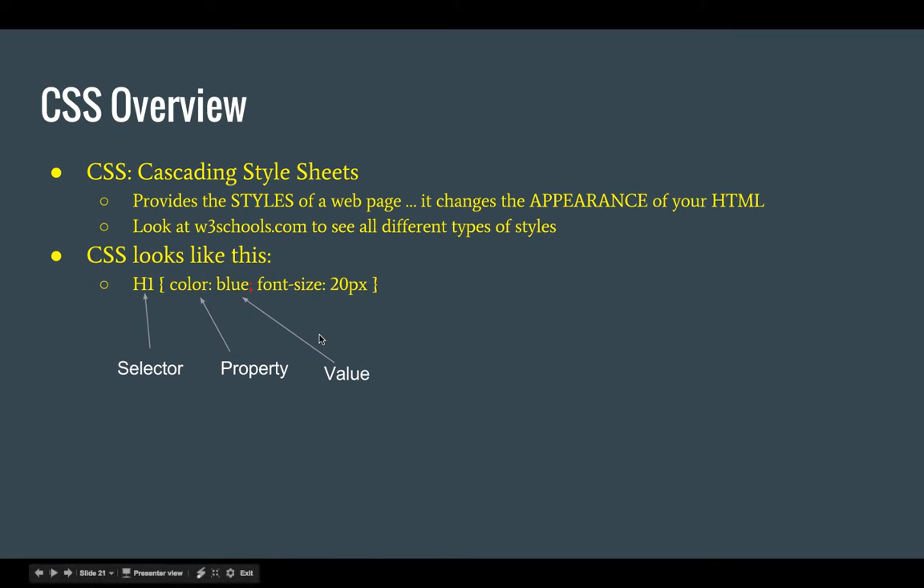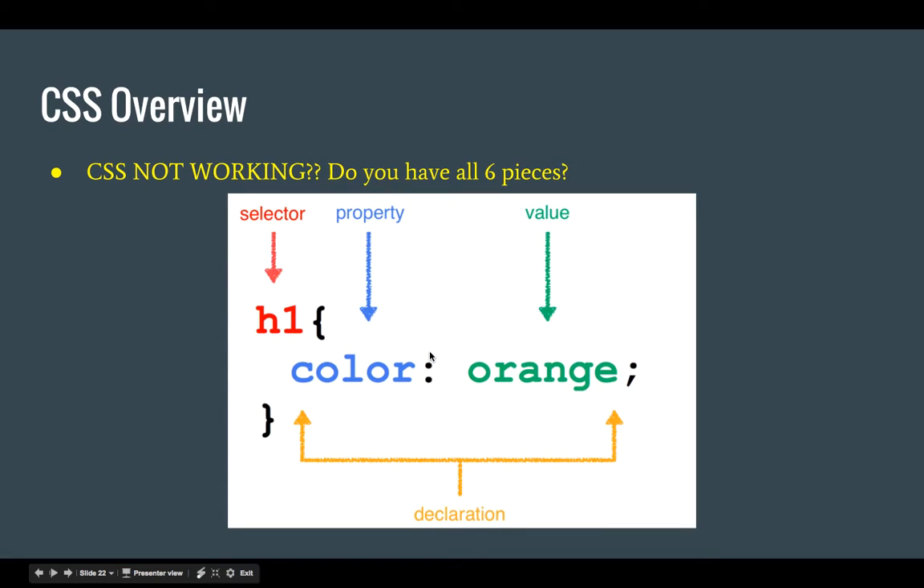Okay, so for 95% of CSS issues, when your CSS is not working, ask yourself, do you have all six pieces? Do you have your selector? Do you have your property? Do you have your value? But not just that, do you have, fourthly, your squiggly brackets opening and closing? Do you have your colon after the property? And do you have your semicolon after the value? That should take care of 95% of your CSS issues.